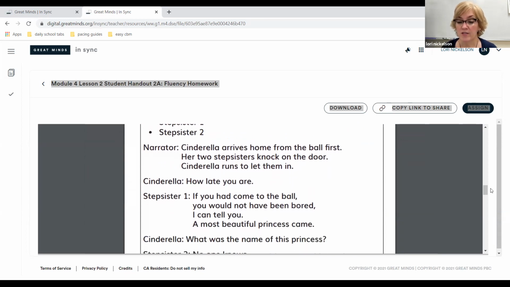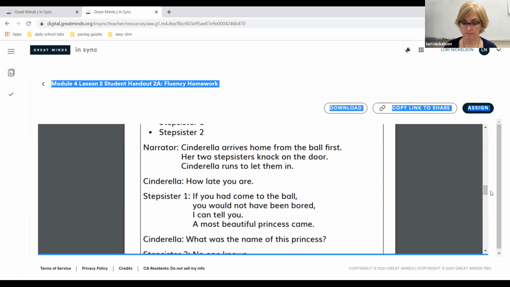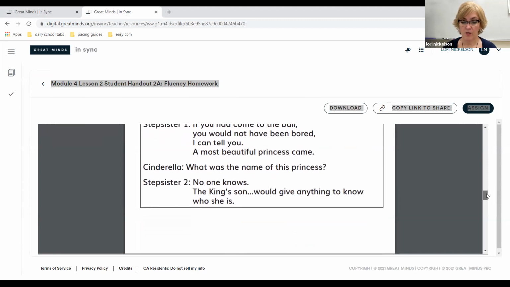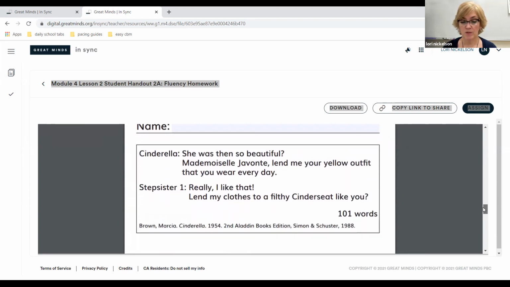Narrator: Cinderella arrives home from the ball first. Her two stepsisters knock on the door. Cinderella runs to let them in. How late you are. If you had come to the ball, you would not have been bored. I can tell you, a most beautiful princess came. What was the name of the princess? No one knows. The king's son would give anything to know who she is. She was then so beautiful. Mademoiselle Javant, lend me your yellow outfit that you wear every day. Really? I like that. Lend my clothes to a filthy cinder seat like you?